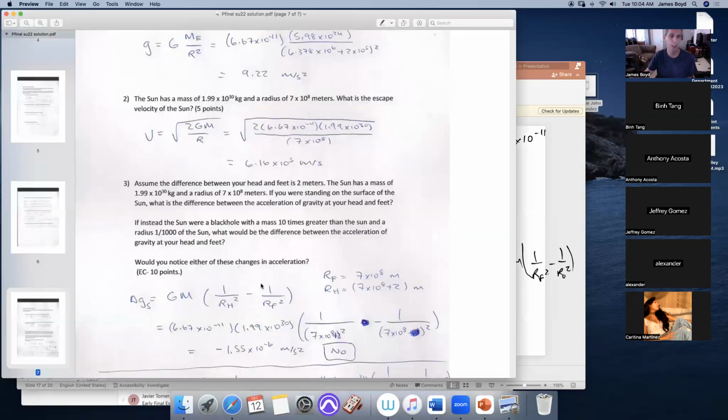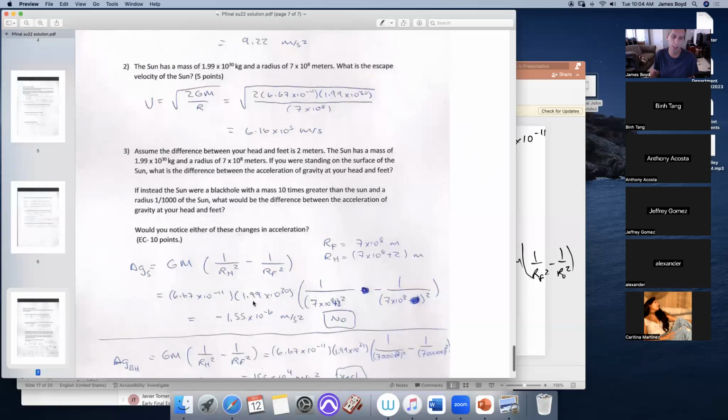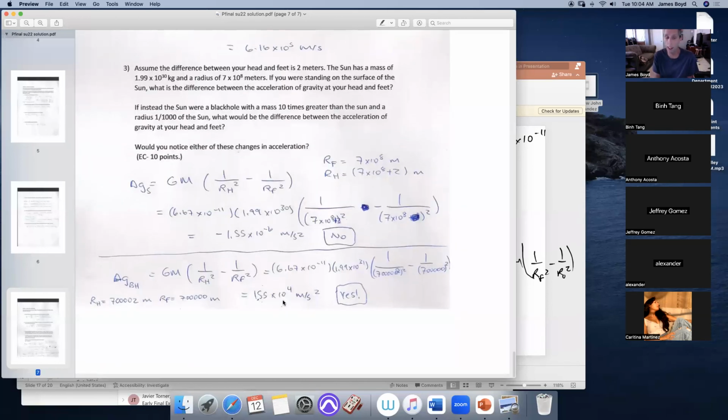And what I had them do here was compute the difference between their head and their feet if they were standing on the sun versus standing on a black hole. And it turns out that a black hole would rip you apart. The difference between the gravity at your head and your feet, even on the sun, is only 2 times 10 to the minus 6. The acceleration of gravity of a black hole is about 15,000 meters per second squared. It would rip you apart. So I think that's cool.